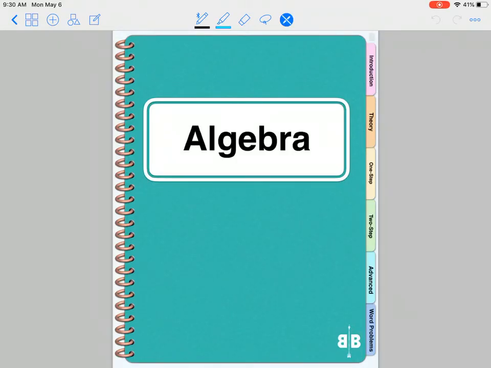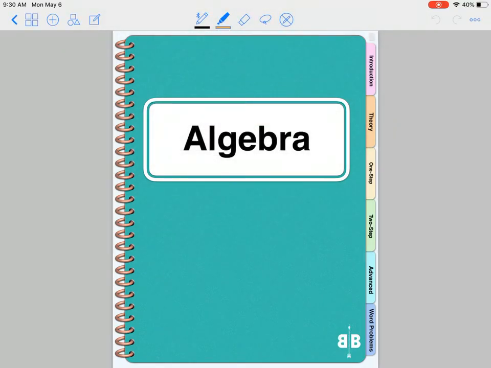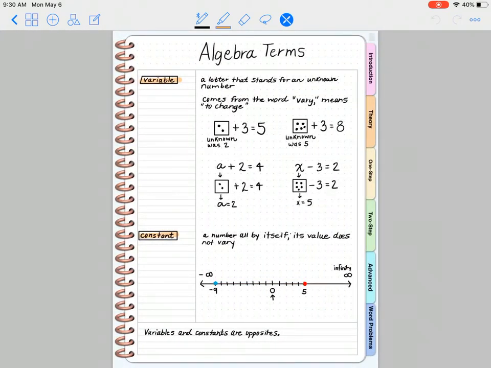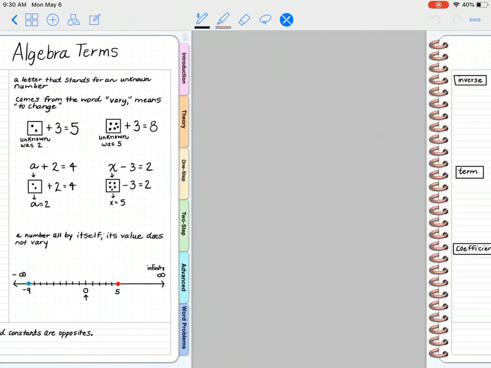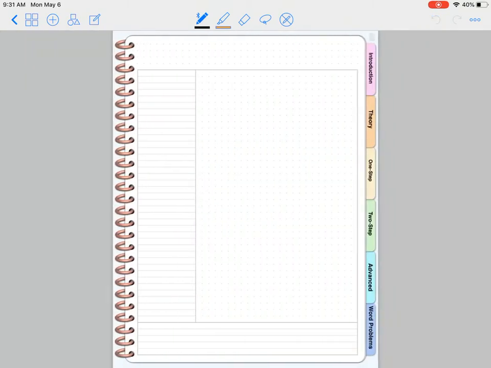Welcome back for the last page of terms. I think I can get all three of these on one page. So we are looking in the theory section. And we have already talked about a few of these: variable and constant. We looked at inverse, term, and coefficient. And so now we are up to the last three of these terms.